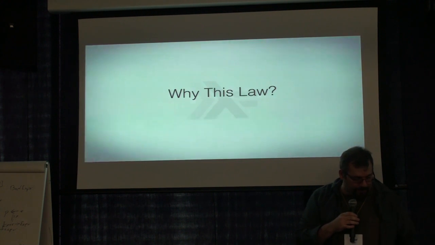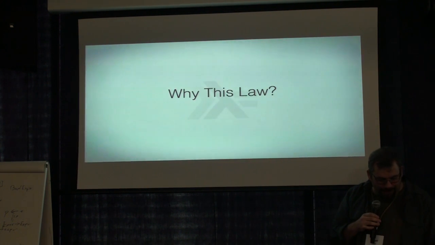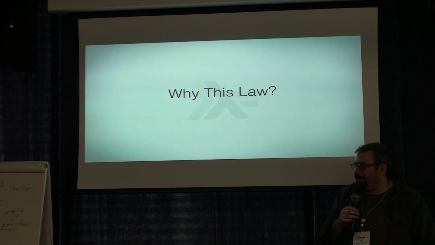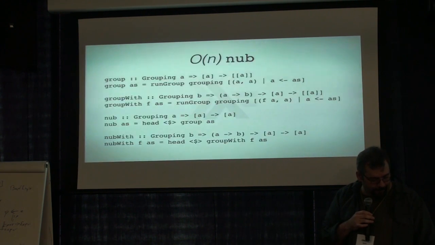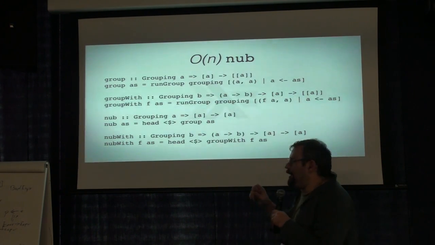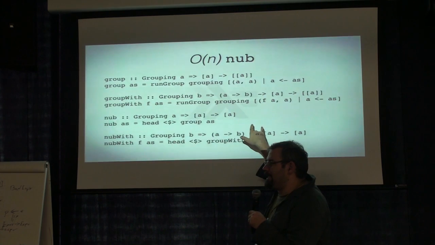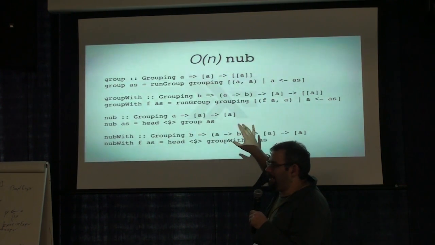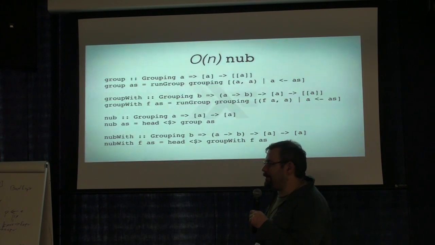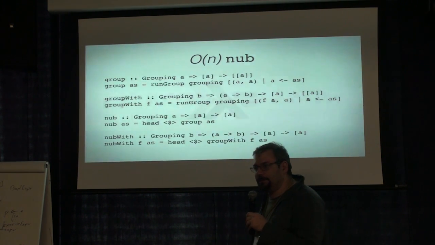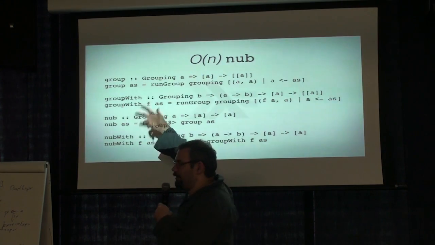But I mean, why do I want this law? In many ways, I want this law because with it, it's possible for me to say that these things could be productive. And that would let me have a nub that was an online nub, but now runs in O(n) time instead of O(n squared) time. Now we have an online nub that we can write that's like O(n log n) time using Data.Set or the like. But that now needs an ordering instance.